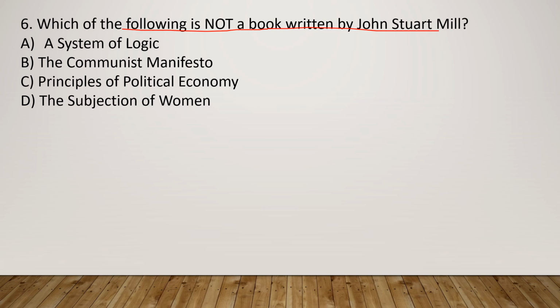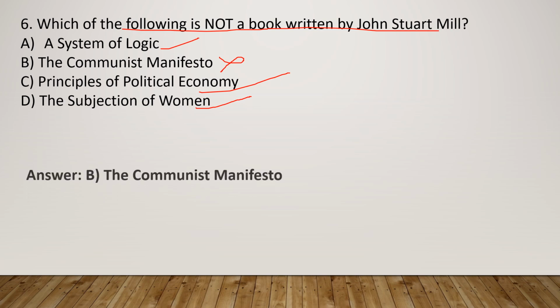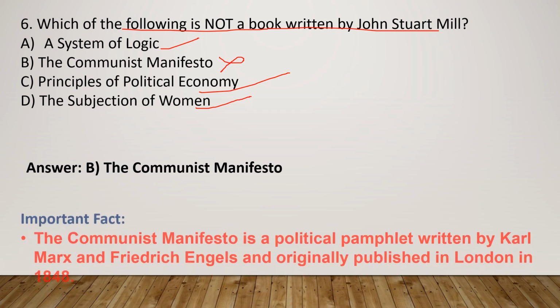A System of Logic. It was written by John Stuart Mill. The Communist Manifesto. It was not written by John Stuart Mill. It was written by Karl Marx. Principles of Political Economy. It was written by John Stuart Mill. The Subjection of Women. It is one of the most prominent books of John Stuart Mill. About this book, questions are often asked in competitive exams. So, the correct option for this question is option B, the Communist Manifesto.